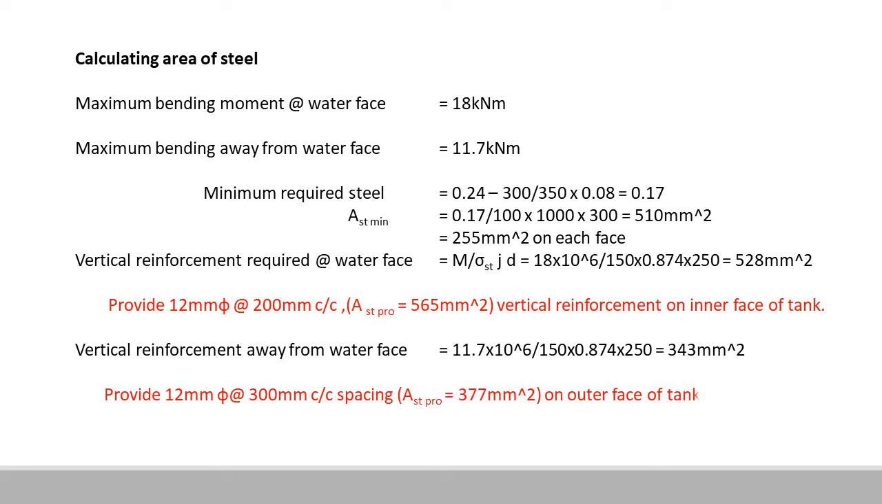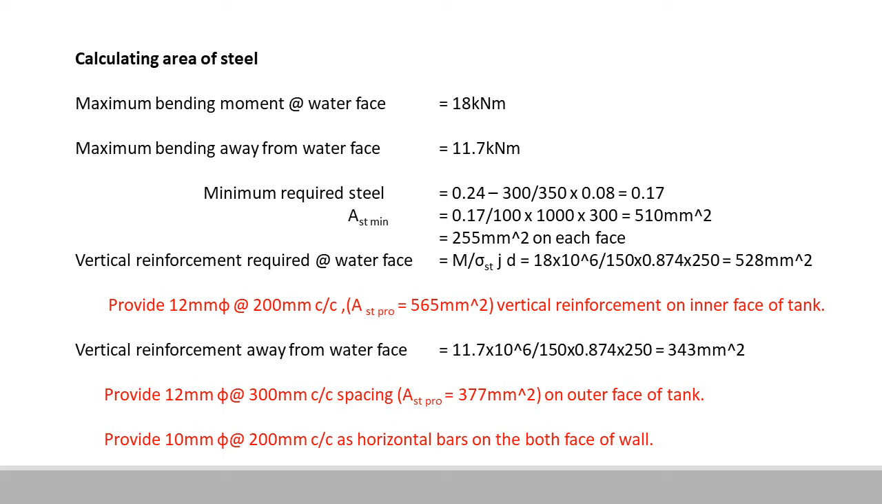Then vertical reinforcement required at near water phase. You know the one formula, M divided by sigma, J into D. Then we know that moment 18 kilonewton meter, so convert into Newton mm, so 18 into 10 power 6, so sigma st is equal to 150 into 0.874 into 250, is equal to 528 mm square. So provide 12 mm diabar at 200 mm center to center distance for vertical reinforcement on inner face of the tank. So as well as the same vertical reinforcement away from water phase also.